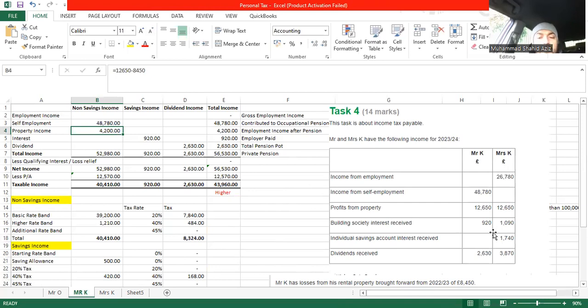The saving income is 920. It will be here. And dividend is 2,630. So the total income is 56,530.